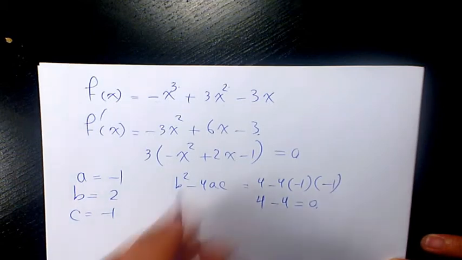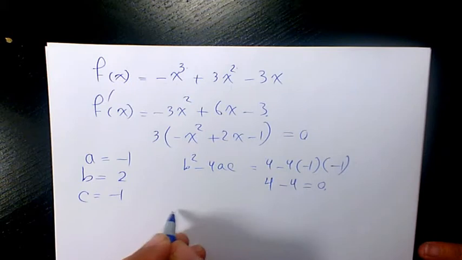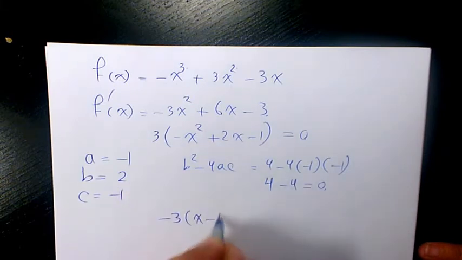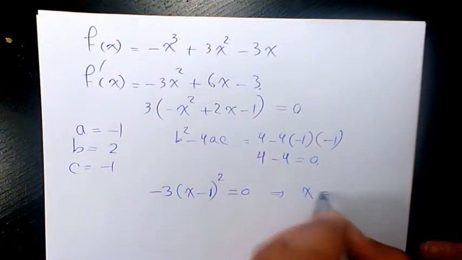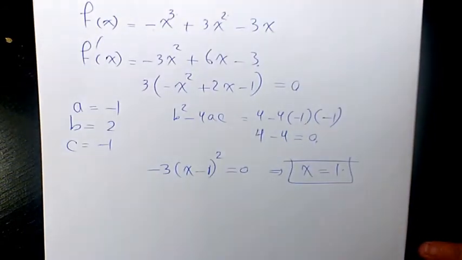So we have just one zero here, which, when you factor, is going to be x minus 1 to the power of 2 equals 0. So the only critical point is when x equals 1. Now we need to figure out if it's a local minimum, local maximum, or neither.